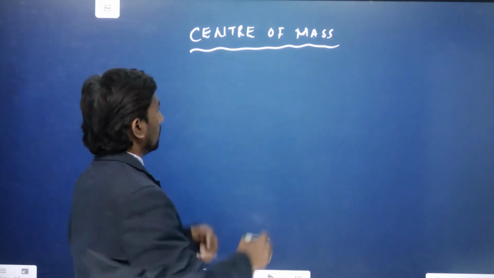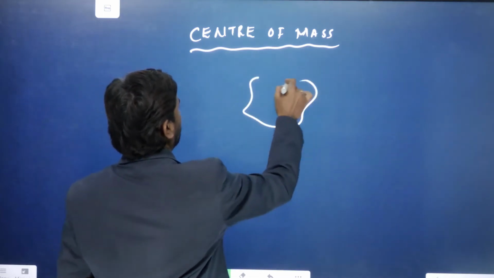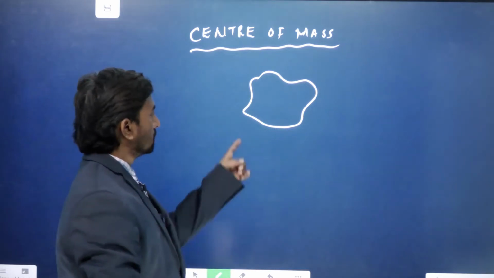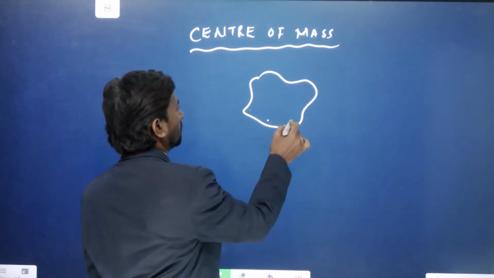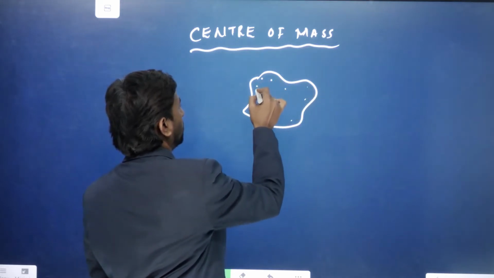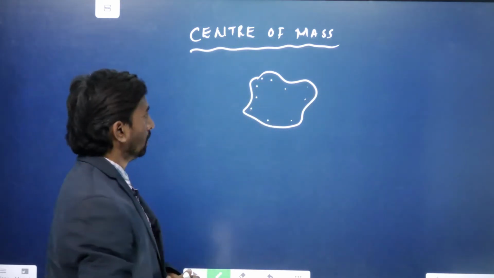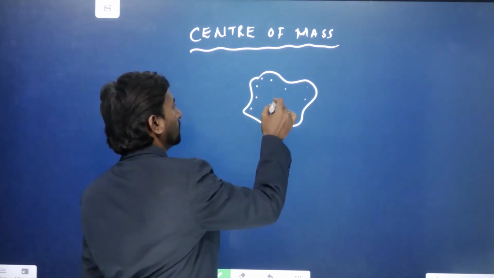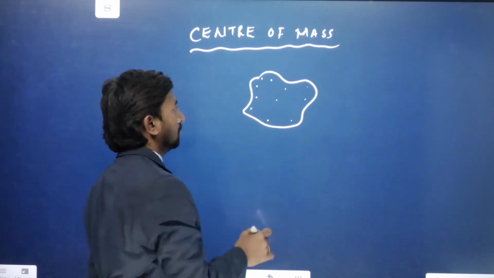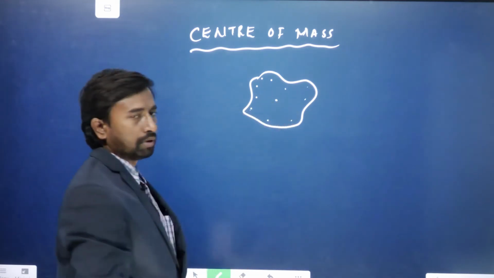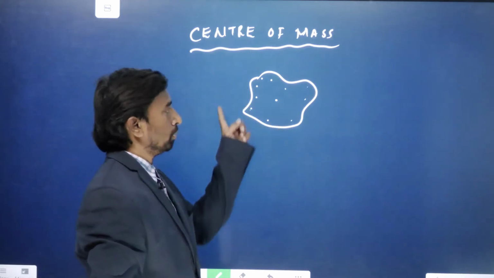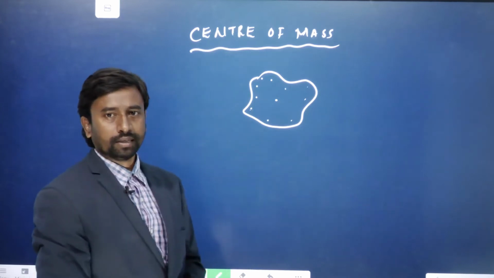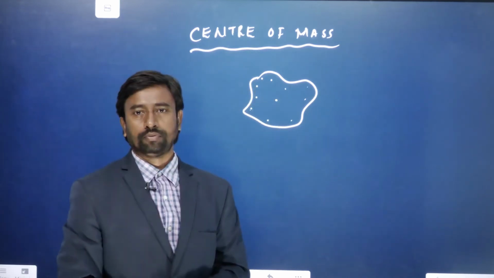Suppose here is an object of irregular shape. It is a combination of many points. The whole mass of this body seems to be concentrated at one point, where the whole mass of the body can be assumed to be concentrated. That point is called the center of mass.